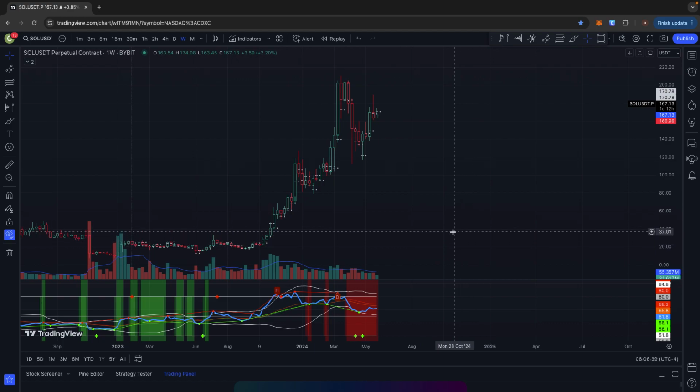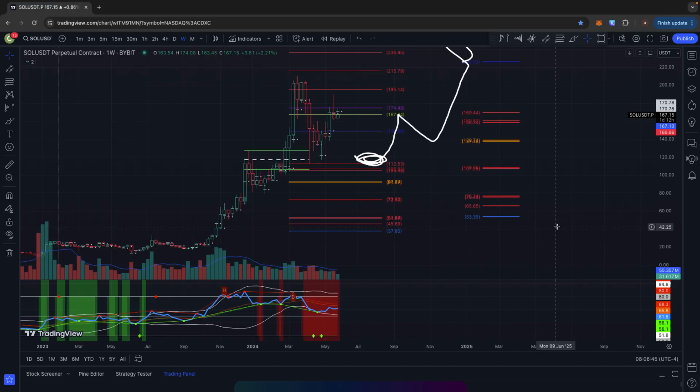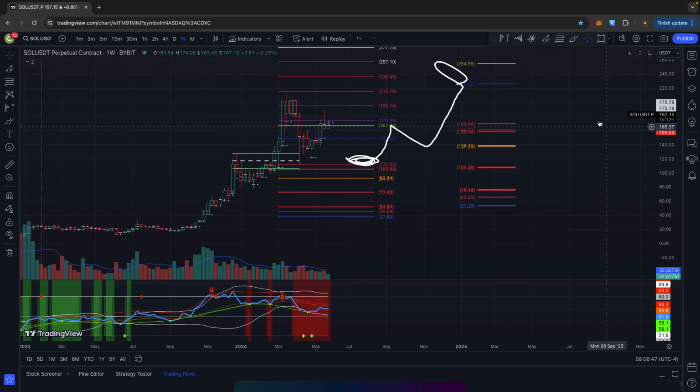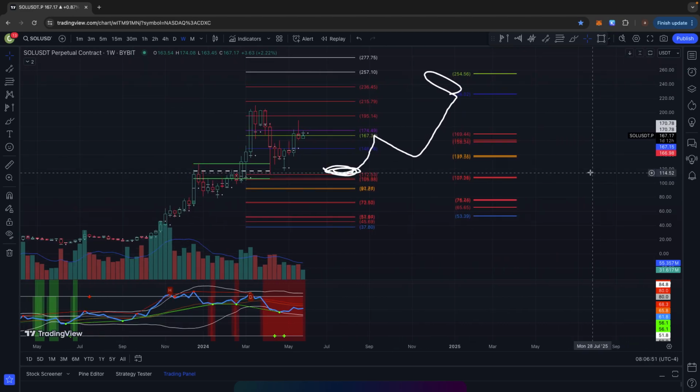Now we're going to go off of technical analysis, okay? I've already drawn my fibs. I've already made a plan as to what I am expecting, and now I'm going to explain to you guys what I'm going to do approaching this trade.